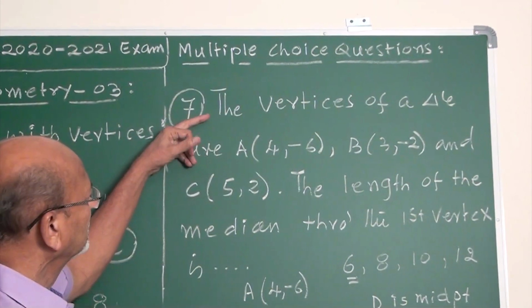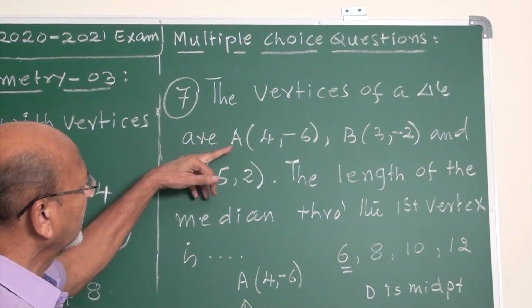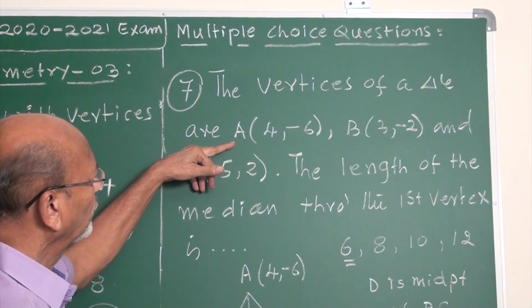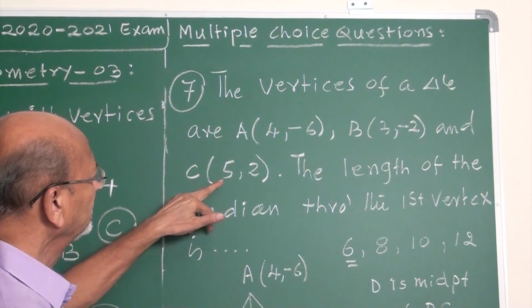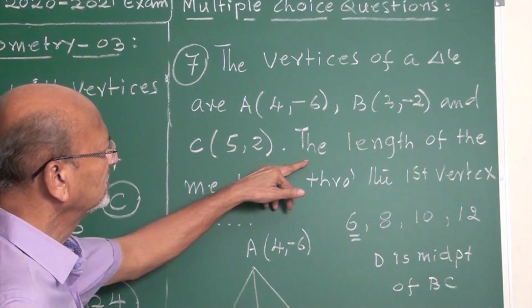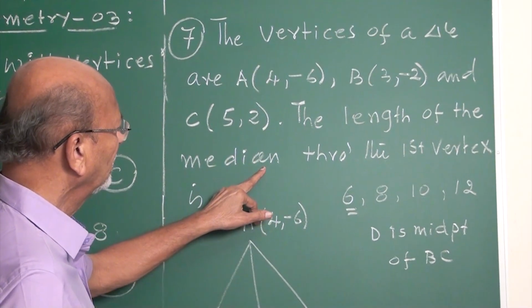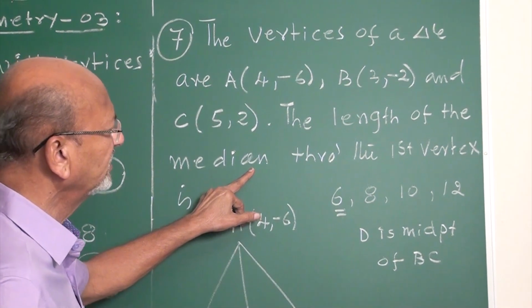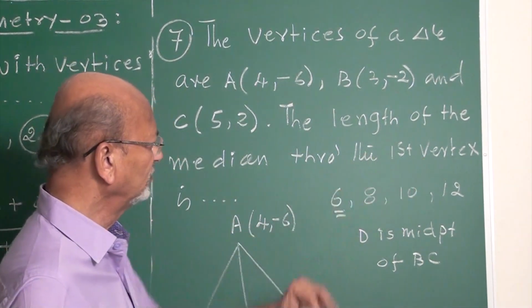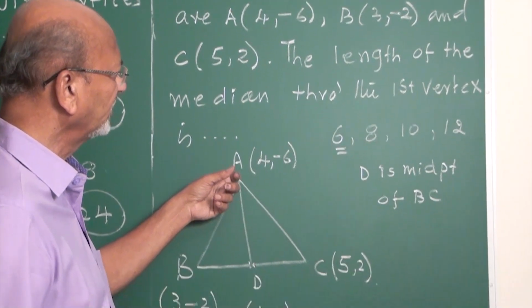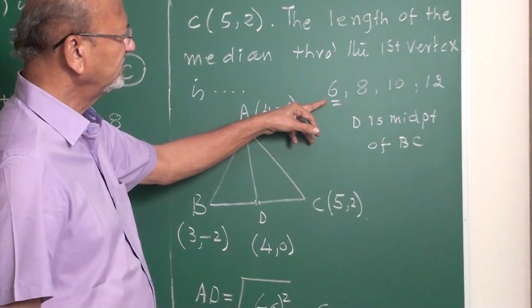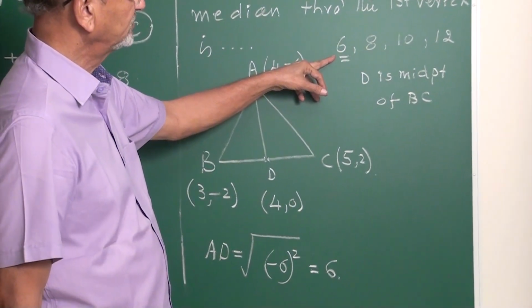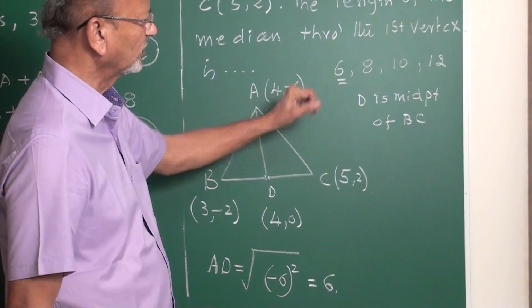Median of a triangle. The vertices of a triangle are A (4, minus 6), B (3, minus 2) and C (5, 2). Then the length of the median through the first vertex, first vertex means A, is, these are the options: 6, 8, 10, 12.